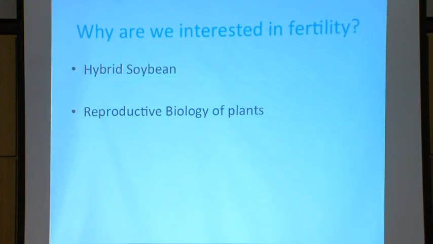Now, big question: why are we interested in fertility? Fertility is a very important process during sexual reproduction in plants. More importantly, fertility can be instrumental in developing hybrid soybeans. And I'm going to emphasize that a little later, how we can develop hybrid soybean using fertility. Hybrid plants are better than pure lines. There are many different types of hybrids in vegetables. Corn hybrids are very famous. There are so many hybrids in rice. So hybrids produce a lot better than the pure lines.